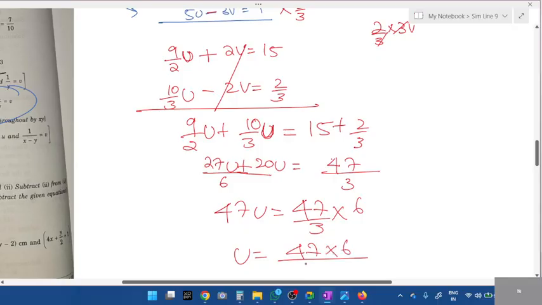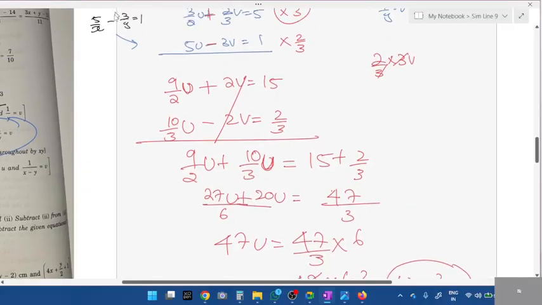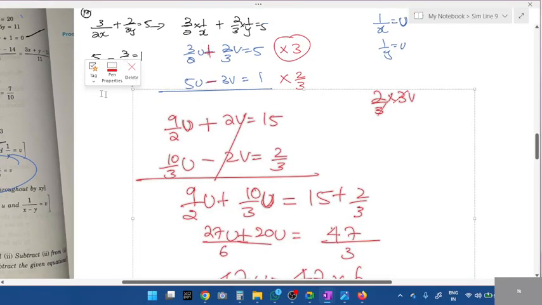This 47, you have to bring it down, right? 47, 47, 3 ones are 3, twos are 2. What is u, students? u is equal to 2. All of you will respond. Are you all doing it? Why are you silent? I will complete it.